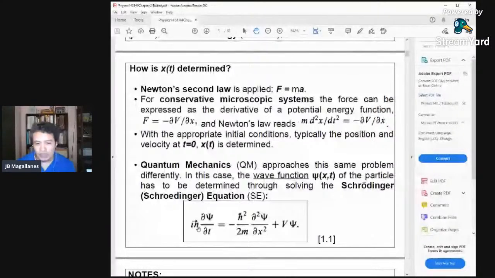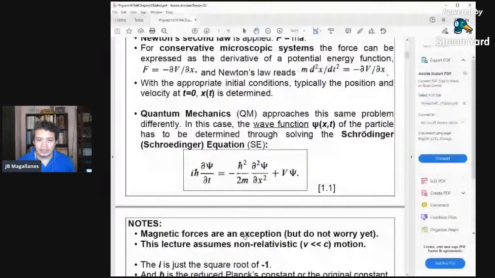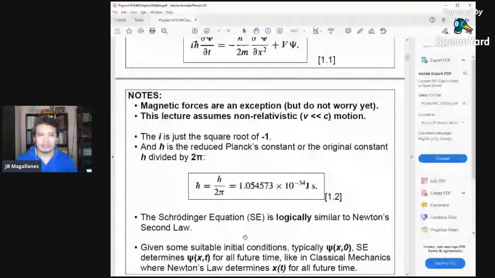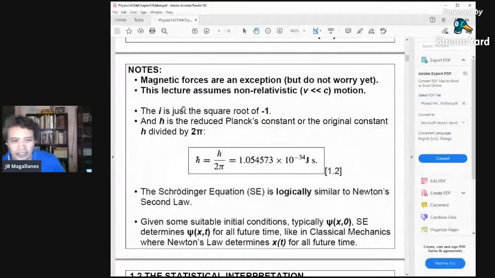The i here is just equal to the square root of -1. H bar is the reduced Planck's constant. The V is the potential, as I've said earlier. M is the mass of the particle or the object or the system. By the way, we don't talk about magnetic forces here, and this lecture assumes that the particles are moving at less than the speed of light.